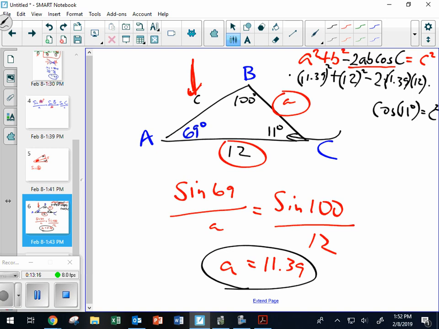So all of that, you take that and you take the square root of it, and you'll have that third side. Is there an easier way? Absolutely there's an easier way on this problem. Just use the law of sines again.